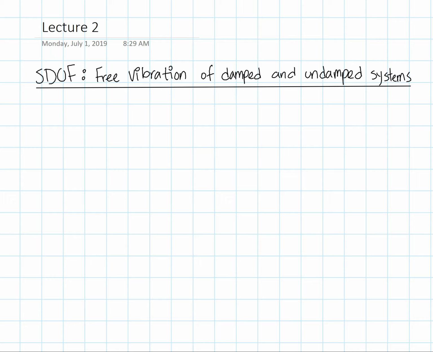Today we're discussing the free vibration of damped and undamped single degree of freedom systems. We're going to start off today with the undamped equation of motion that we discussed in the last lecture. So our undamped equation of motion was the following. We had the inertial component, which is mass times acceleration, plus stiffness times displacement is equal to 0.